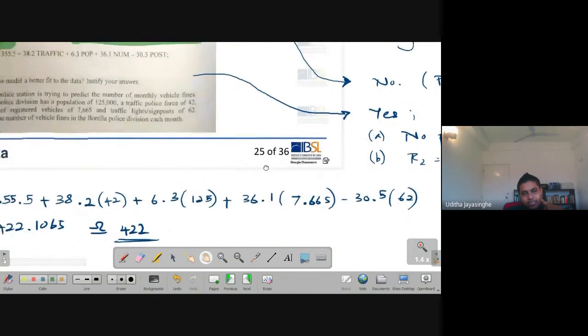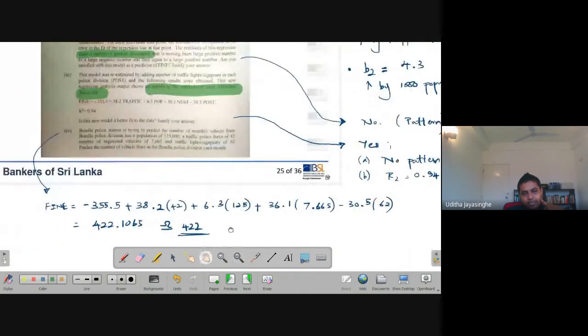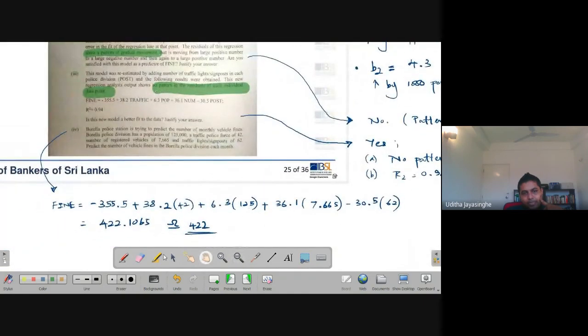Last part is all about prediction. Now once we have the equation, we can jolly well apply it. The only catch here, be very careful of what you are going to apply. This 42 and 25, 7.665. See, registered vehicle is 7,665, it's in thousands. So you would apply it as 7.665, 62. The answer I'm getting is 422, approximately 422 fines.